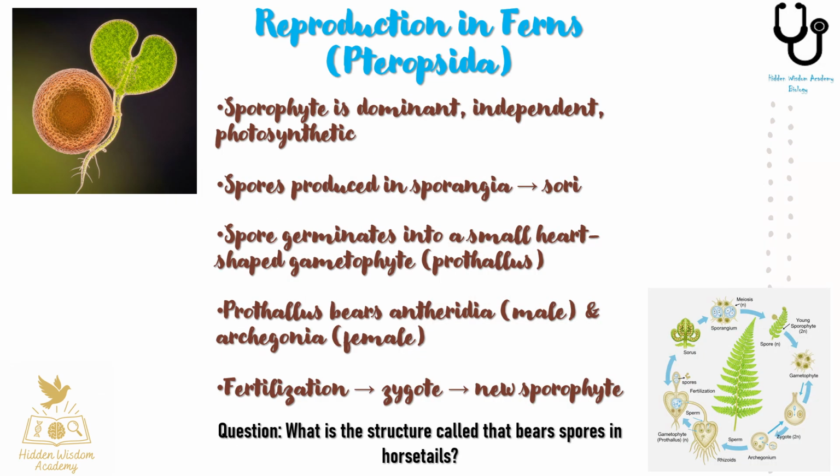Now, let's talk about reproduction in Pteropsida, also known as ferns. In ferns, the main plant is the sporophyte, which makes food and lives independently. On the underside of its fronds, sporangia are grouped in sori, where spores are formed. Each spore grows into a small, heart-shaped gametophyte called the prothallus. This gametophyte has both male, antheridia, and female, archegonia, sex organs. With water, fertilization takes place, forming a zygote that grows into a new sporophyte. This shows alternation of generations in ferns.